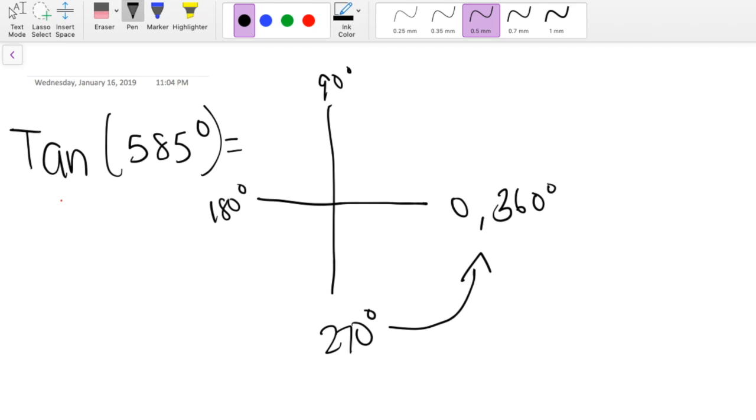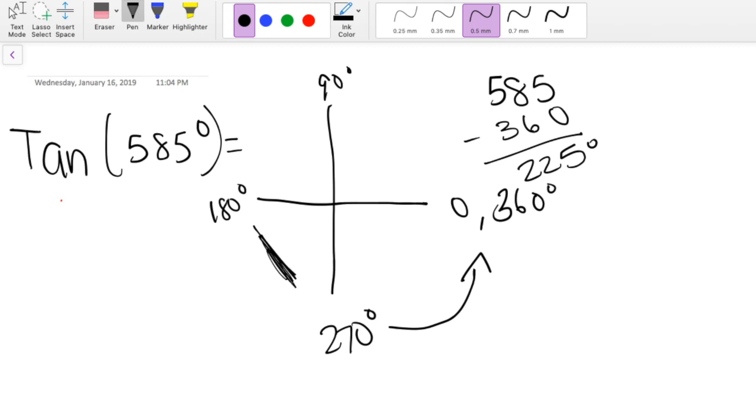Well, fortunately, we can do 585 minus 360, and that's going to give you 225 degrees. So 225 is going to be somewhere in between the 180 and the 270. That being said, we know that we can draw a triangle in the third quadrant. In case you don't know, quadrant 1, quadrant 2, quadrant 3, quadrant 4. So here we are in the third quadrant triangle.